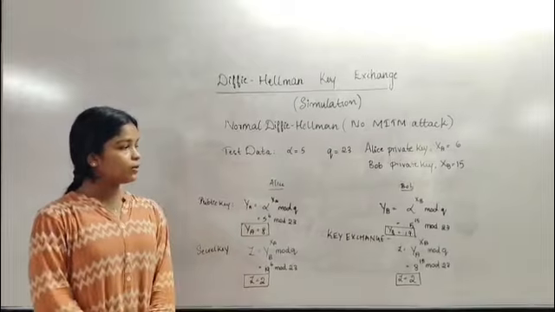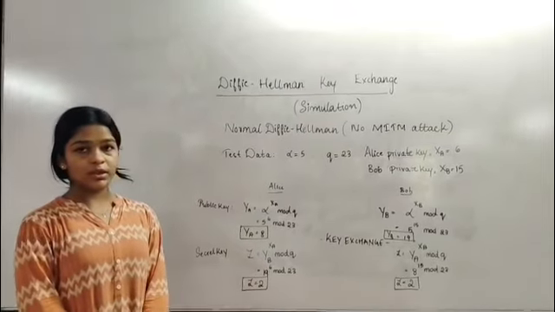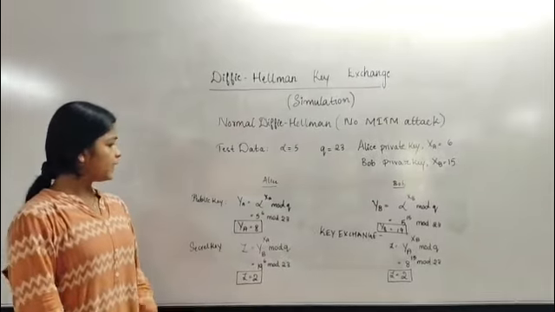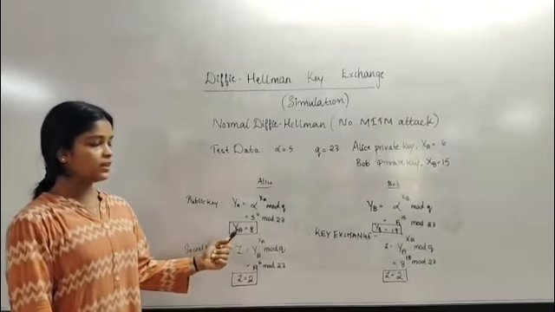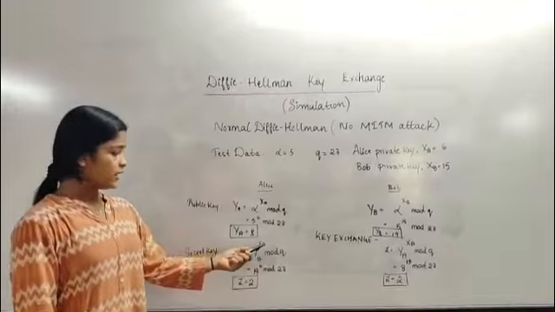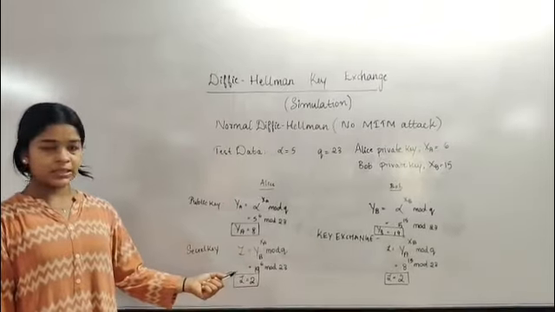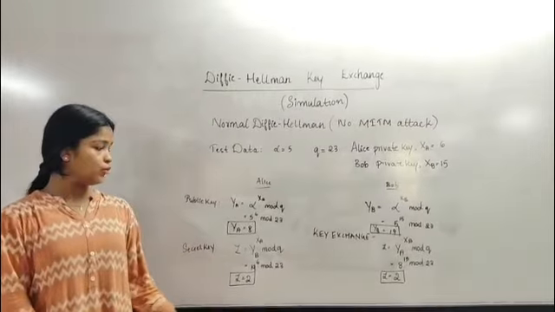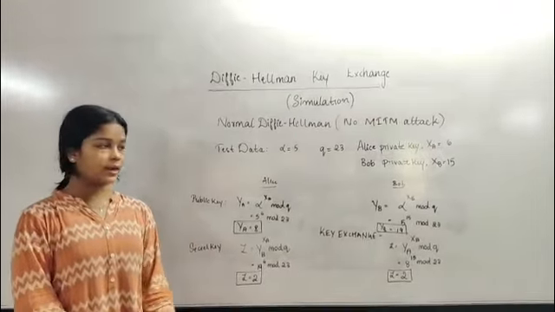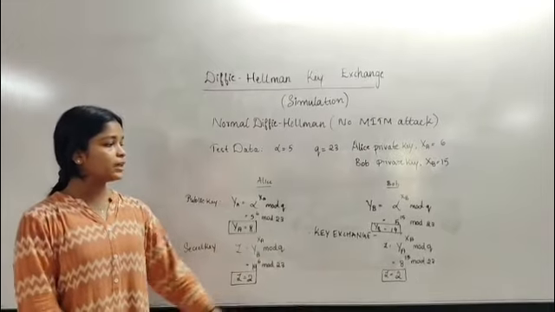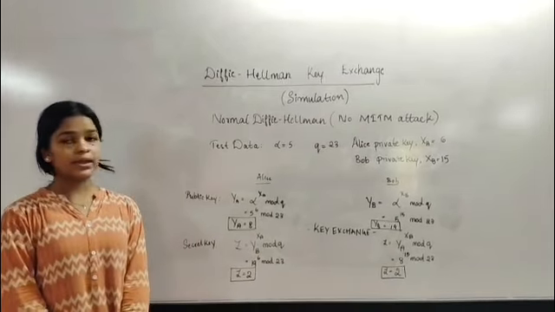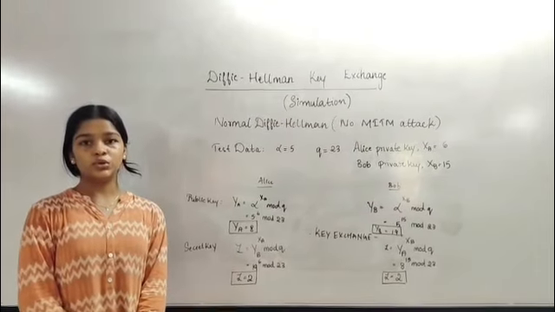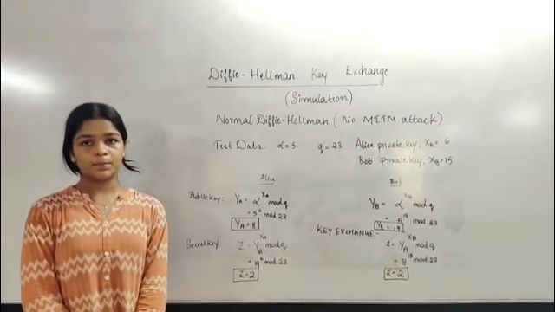Similarly, Bob will also calculate his public key using the formula YB equal to alpha to the power XB mod q. After computing the public keys, Alice and Bob will share their public keys with each other. After the key exchange, both will compute the secret key. Alice will compute the secret key using the formula Z equal to YB to the power XA mod q, and Bob will compute the secret key using the formula Z equal to YA to the power XB mod q, and both will get the same value 2 as their secret key.